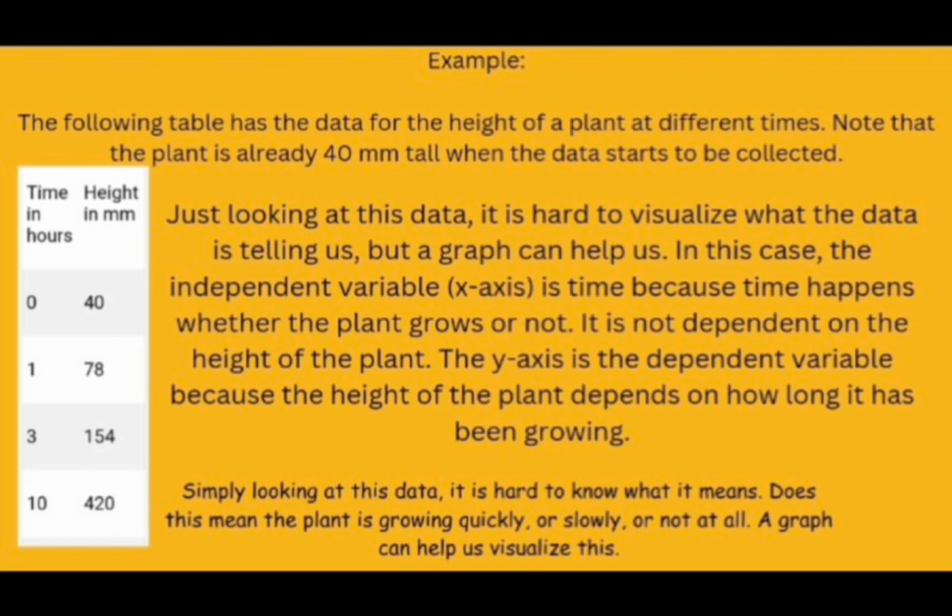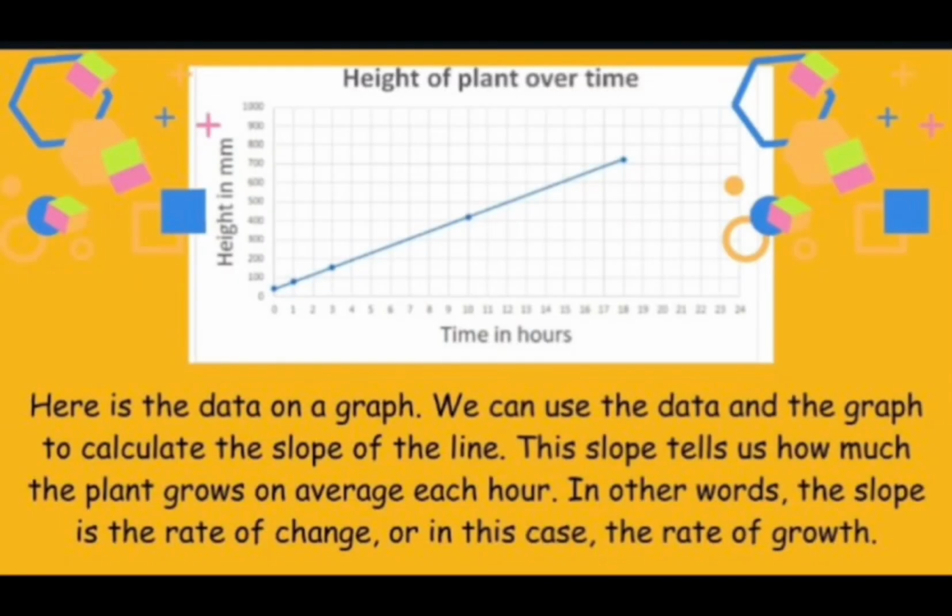Simply looking at this data, it's hard to know what it means. Does it mean the plant is growing quickly or not at all? A graph can help us visualize this. Here is the data on a graph.